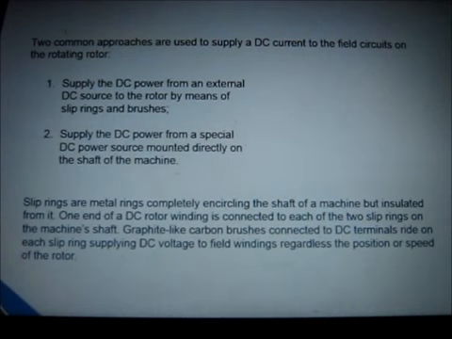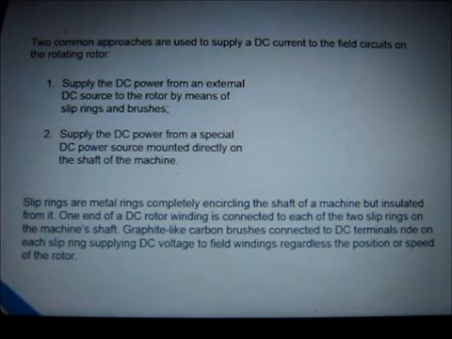Now there are two common approaches to supply DC current to the field circuits on the rotating part. The first one is to supply DC power from an external DC source to the rotor by means of slip rings and brushes. Remember, in AC machines we use slip rings, not split rings. The second method is to supply the DC power from a special DC source mounted directly on the shaft of the machine. We will discuss these two in brief.